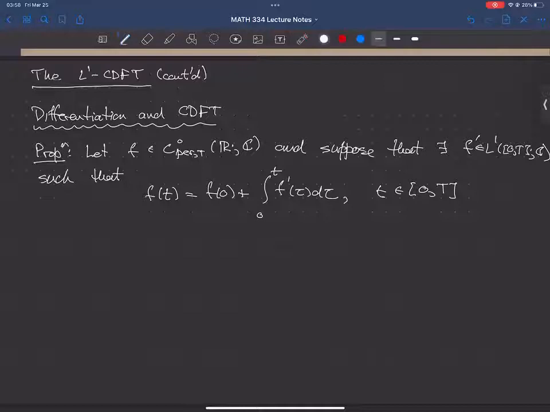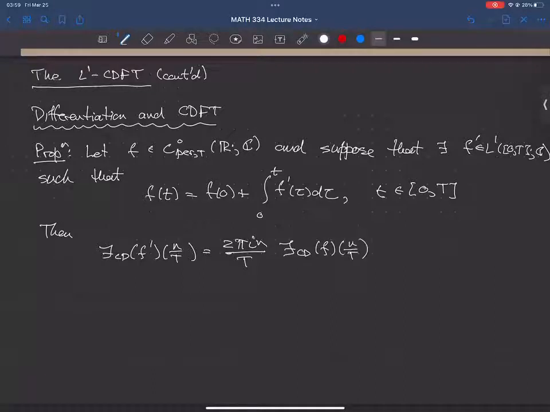So then what we want to do is relate the CDFTs of f and f prime, again thinking of f prime as being periodically extended. All right, so what's the formula? Okay, then the CDFT of f prime at n over T is 2 pi i n over T times the CDFT of f at n over T.